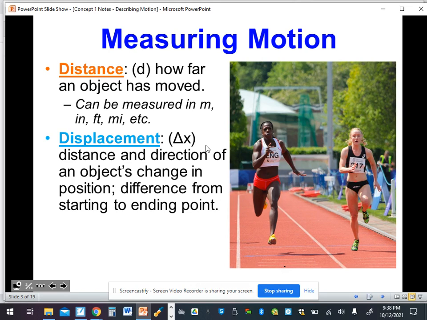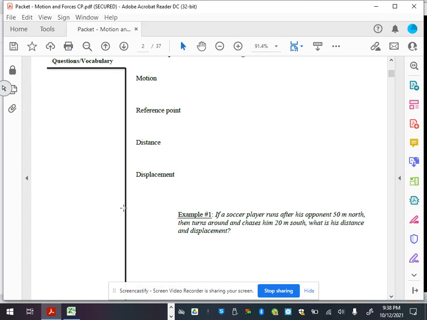All right. So on your page here, in the margin area, right next to the word displacement, I want you to write the delta symbol there, the triangle symbol. I read this as delta. I don't read this as triangle. I can also read this as like change in.